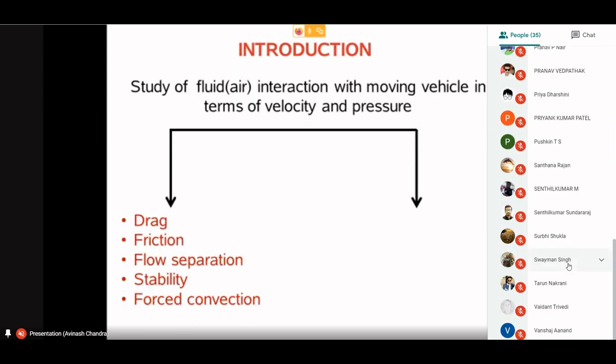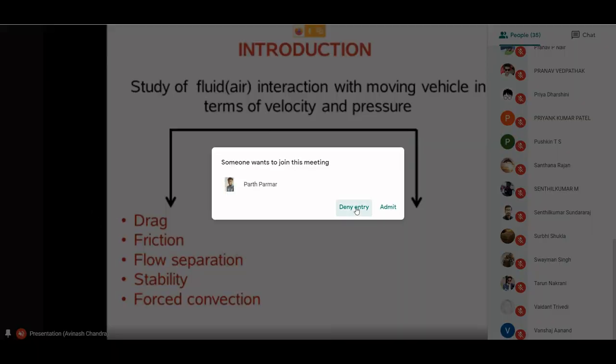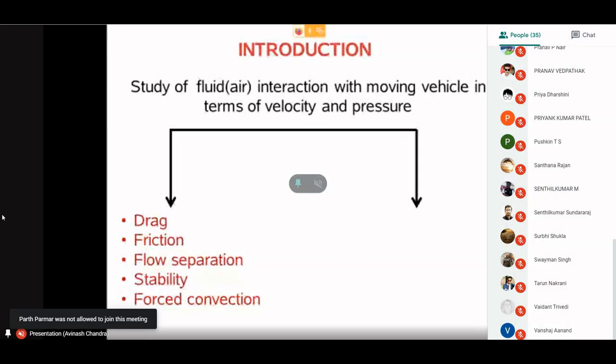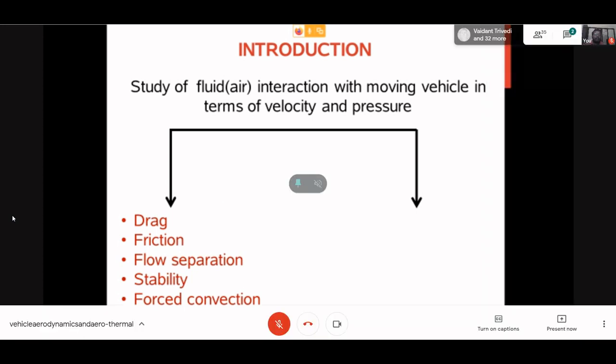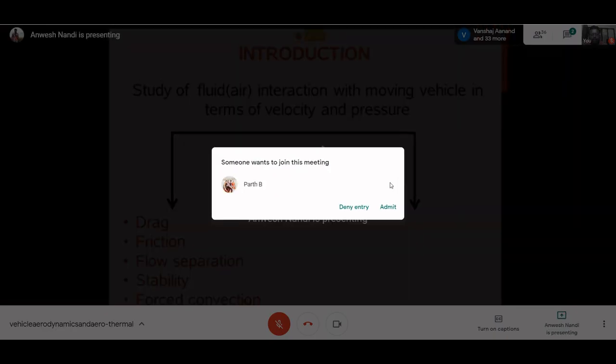So drag is basically a force which opposes the motion of a body. This is very simple, I hope everyone knows that whenever a body or object is traveling in any fluid, the air or the water, it will get some opposition force to its motion. That opposing force, which is restricting its motion, is called drag.